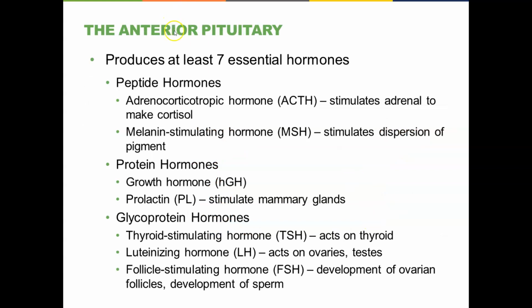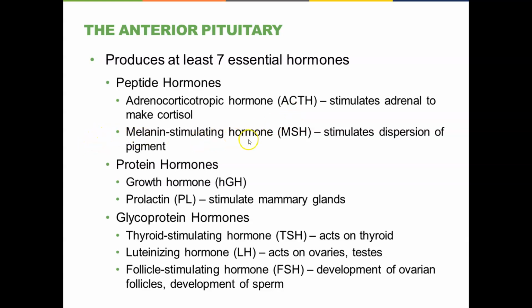So here are the hormones produced by that anterior pituitary gland. As it says right here, at least 7 essential hormones. There's other more rare ones produced, but these are the ones most students are required to know. Adrenocorticotropic hormone stimulates the adrenal gland, the outer part of the adrenal gland, to make its hormones, including cortisol. ACTH, adrenocorticotropic hormone.